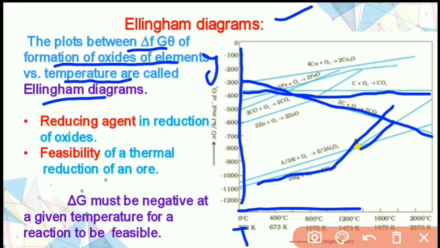So this graph basically helps us in the selection of a reducing agent in the reduction of oxides, and it is also helpful to predict the feasibility of thermal reduction of an ore. At the given temperature ΔG must be negative, and then the reaction is feasible.